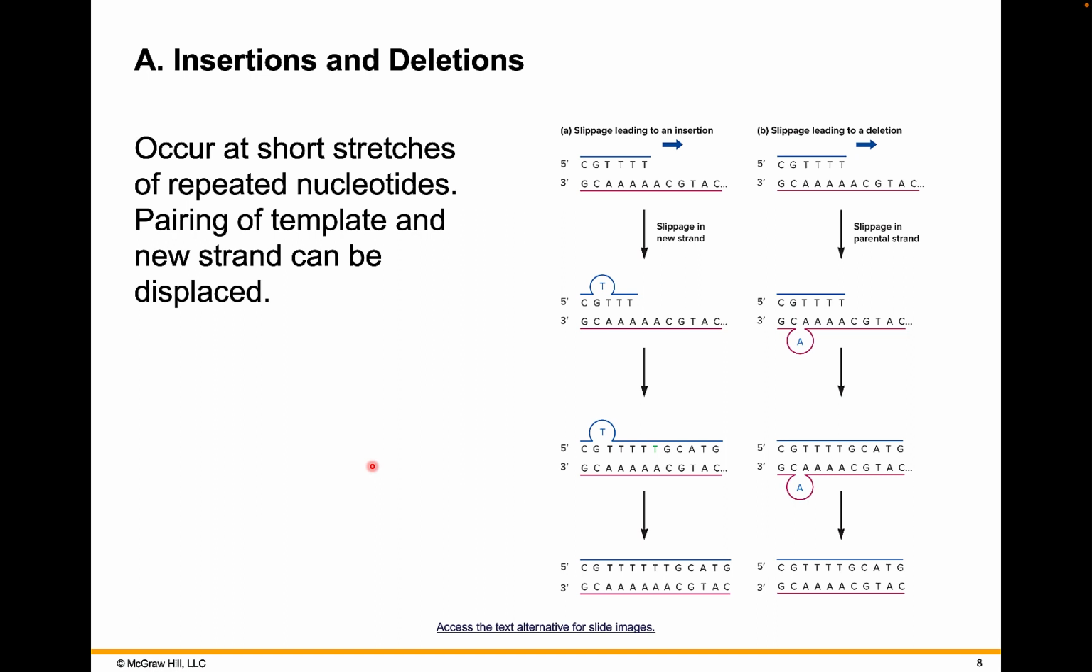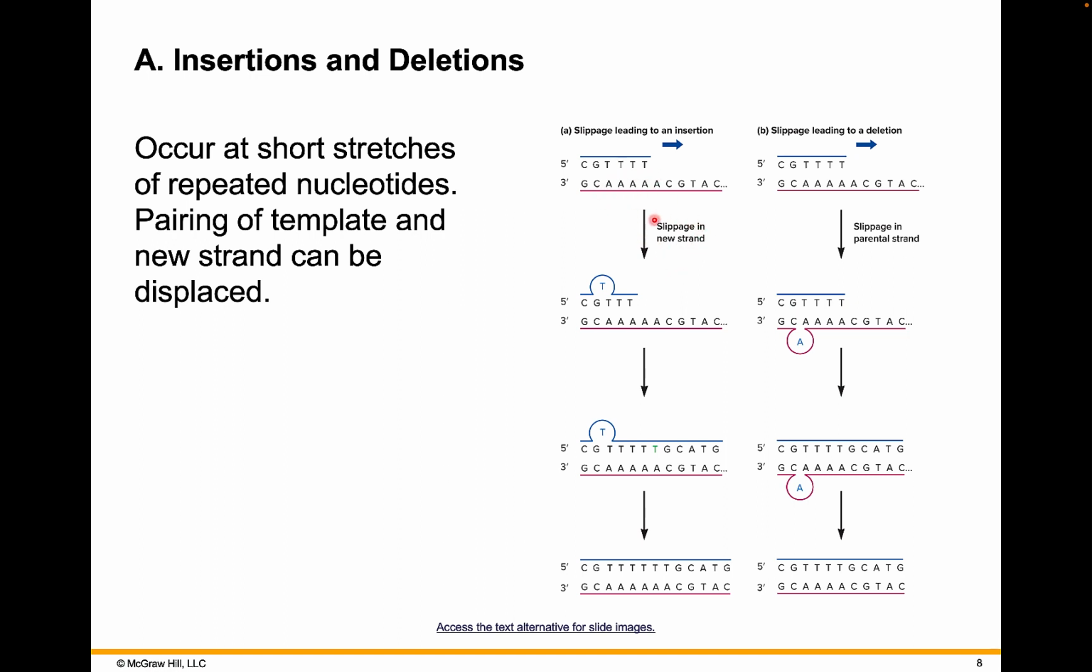All right, so after that, we have some more drastic effects, which are insertion and deletion, and these occur at short stretches of repeated nucleotides. In this process, the pairing of the template and the new strand can be displaced. So here we are looking at a sequence where you have multiple A's. When DNA polymerase is synthesizing this, sometimes DNA polymerase actually slips due to this.